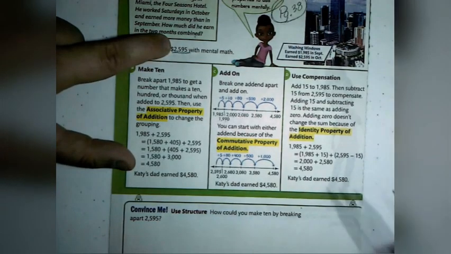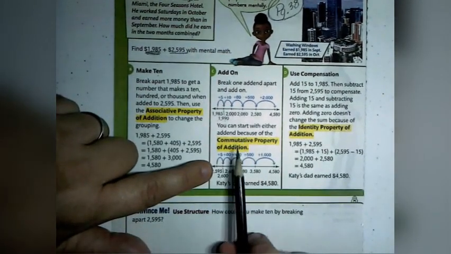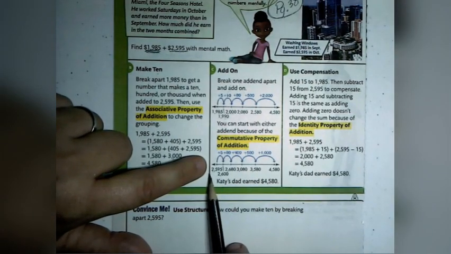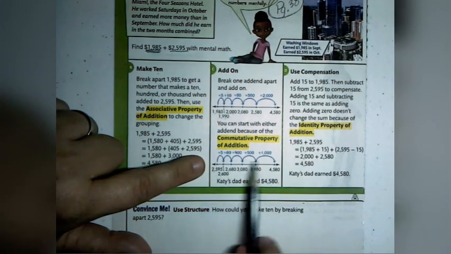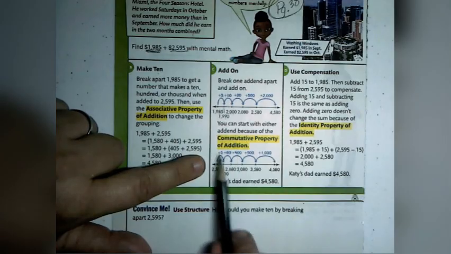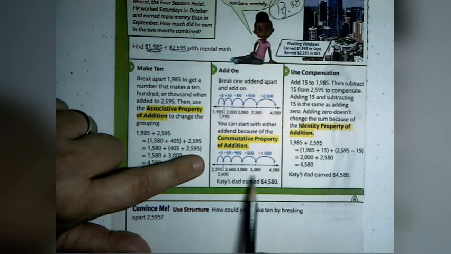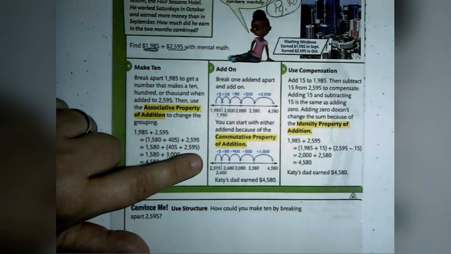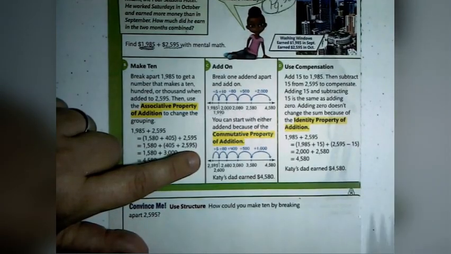All right? You could also start the other way around, which is what they're showing you down here. It's the same one, but the commutative property tells me I can start with either one. And so when I do that, I start with 2,595. And I'm just adding my 1,985 up here. All right. So I'm doing these little jumps to make easy numbers for myself as I keep adding on. But that's one way that I can do that, is just keep adding to it in small chunks that I can keep track of.